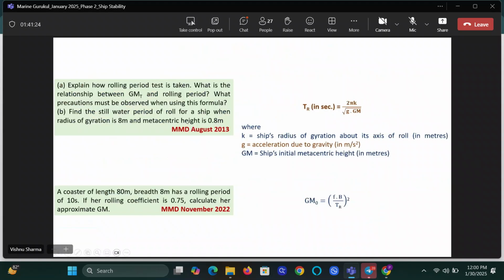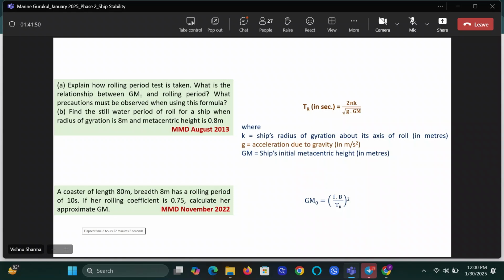And these questions we have already discussed in the course of our discussion. Correct, guys? Now, can you answer part A of this question of August 13? After having done the theory now, explain how the rolling period test is taken. What is the relationship between GM and rolling period? What precautions must be observed when using this formula, correct? Clear? Yes, sir.